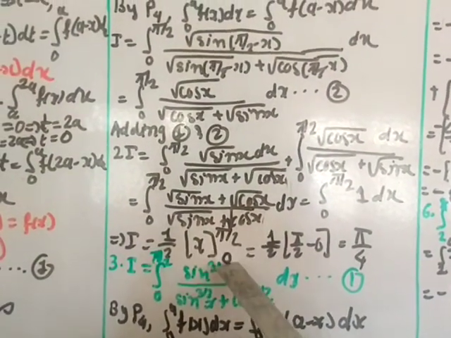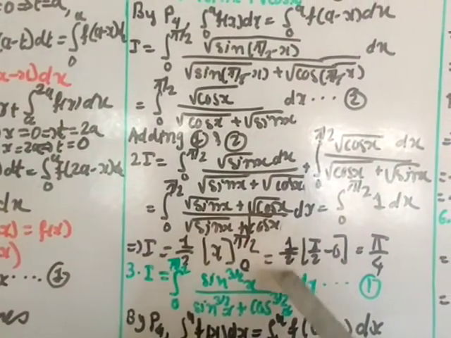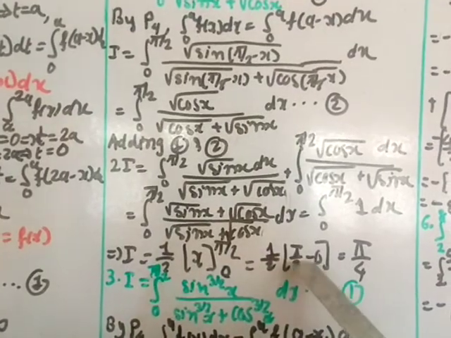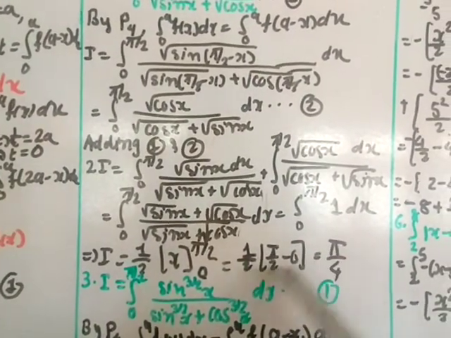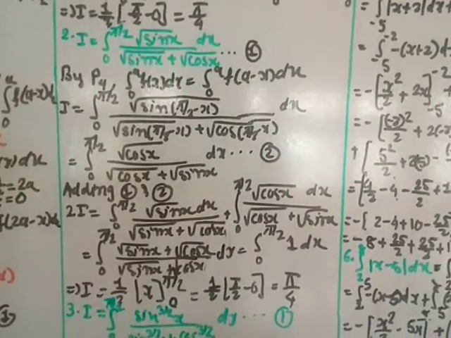Put first pi by 2 and 0, and here 2I is there, 2 you transfer, so 1 by 2 here, and here I. So 1 by 2, first you put upper limit pi by 2 minus 0. Multiply 1 into pi is pi, 2 into 2 is 4. So that is the answer for question number 2.